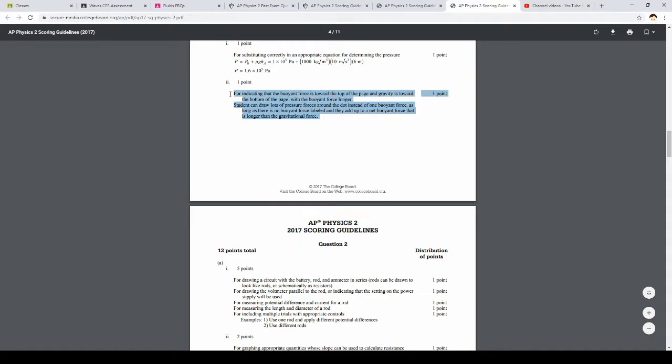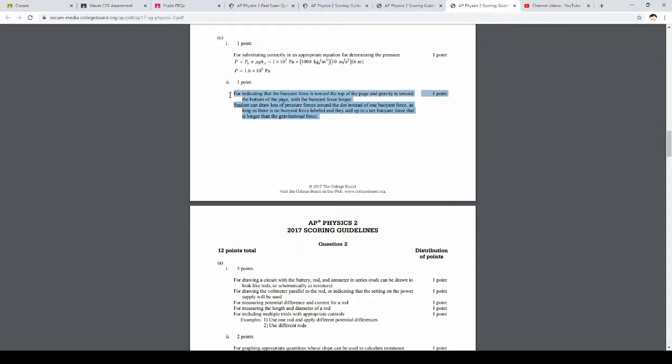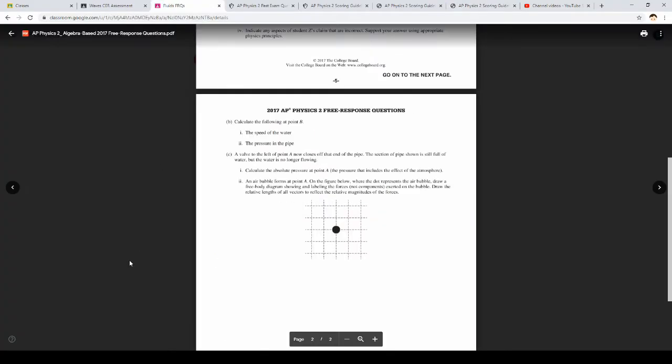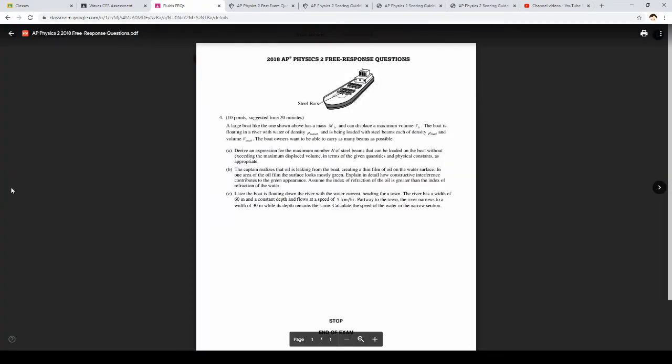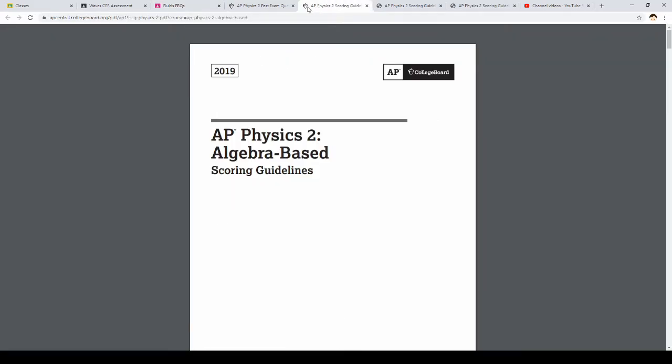This one, I could understand why you might not get the full credit here, because there is gravity acting on that air bubble. And that, I think, is a force that a lot of people would have missed. Okay, moving on to 2018.